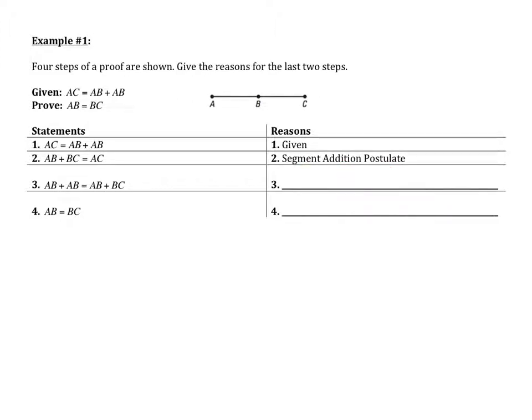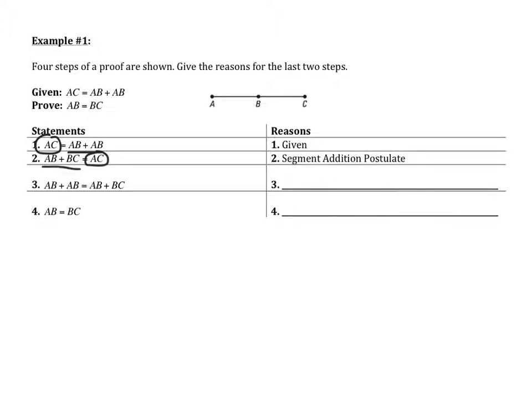The segment addition postulate just said if you have 2 smaller segments making up a bigger segment, we can add those 2 smaller segments together and it would be equal to the big segment. Now, if you look at our first 2 statements, we see that AB plus AB is equal to AC, and we also see that AB plus BC is equal to AC. So this AC is linking those 2 statements together. So now we can state that AB plus AB is equal to AB plus BC because they were both equal to AC.